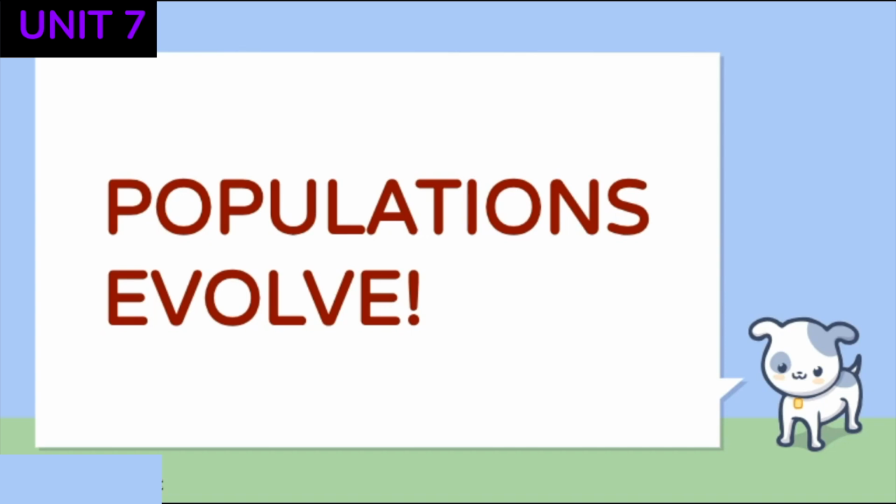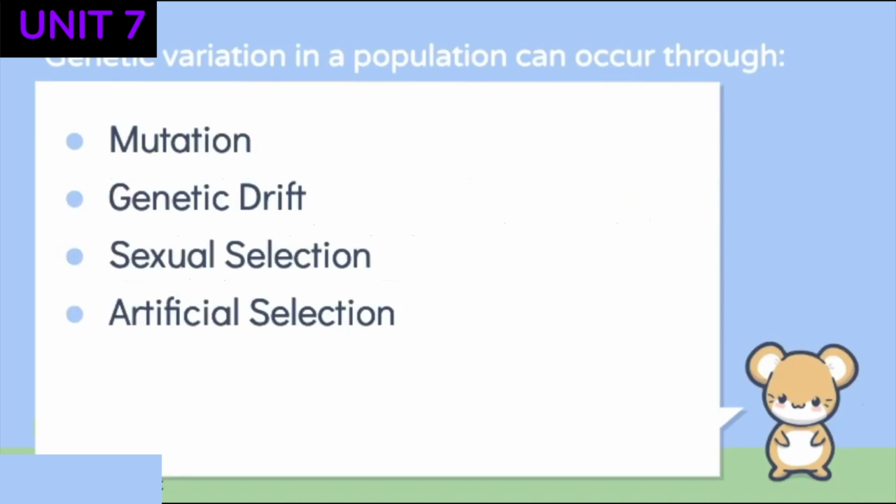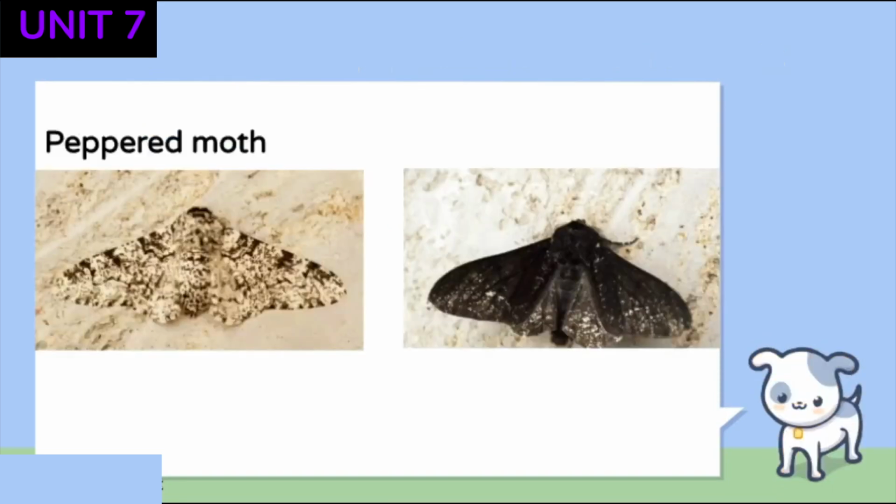We measure evolution as the change of a frequency of a trait within a population. So make sure you write this down. Populations evolve, individuals do not evolve. All right, so again, genetic variation can come through mutation, genetic drift, sexual selection, artificial selection, and I wanted to really quickly introduce you to the peppered moth scenario. So this is a classic example of natural selection and variation and how a change in environment can actually affect the success of particular organisms.